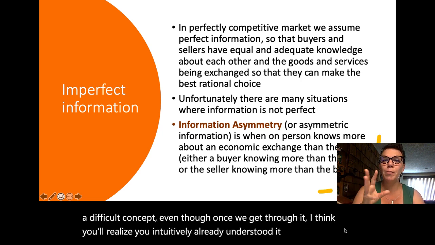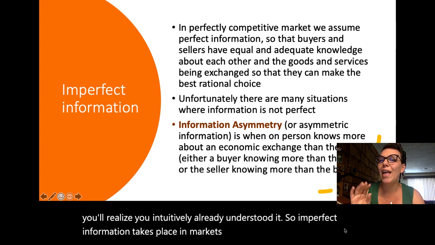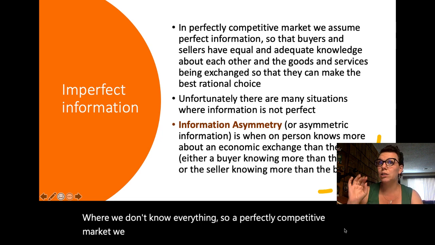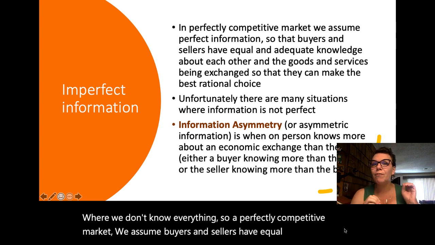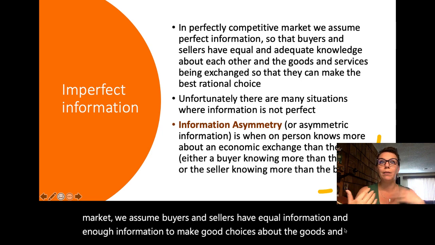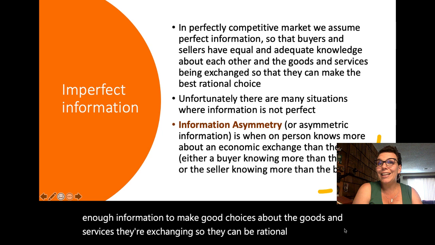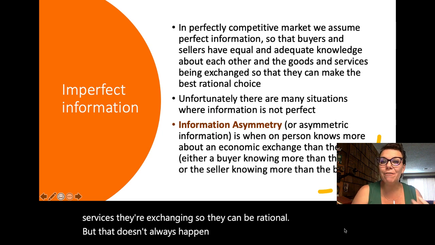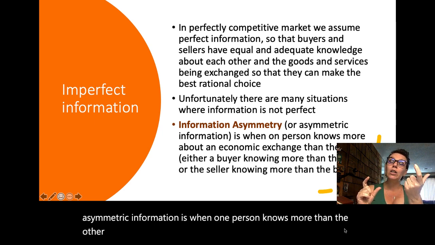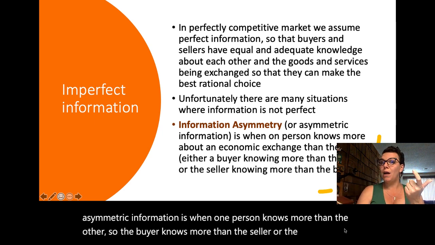So imperfect information takes place in markets where we don't know everything. In a perfectly competitive market, we assume buyers and sellers have equal information and enough information to make good choices about the goods and services they're exchanging so they can be rational. But that doesn't always happen. Information asymmetry or asymmetric information is when one person knows more than the other. So the buyer knows more than the seller, or the seller knows more than the buyer.